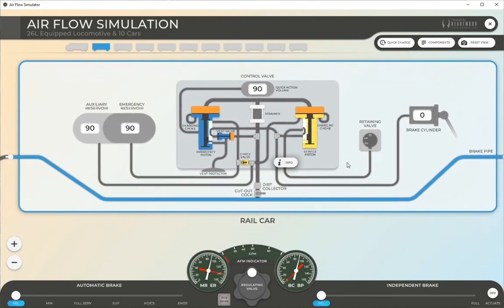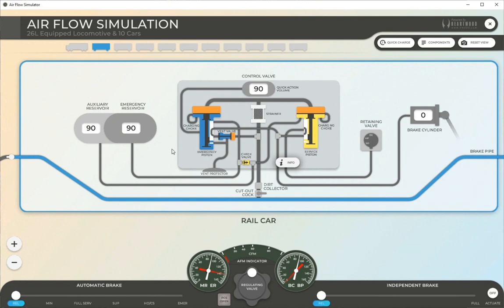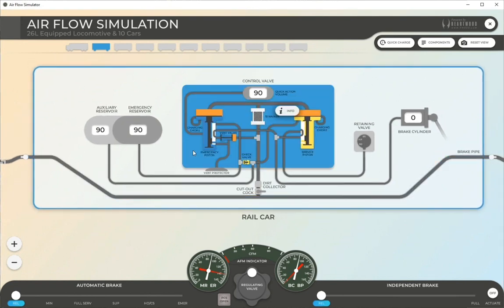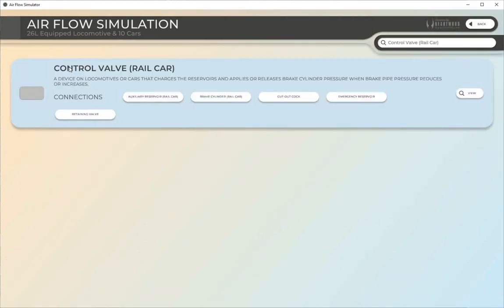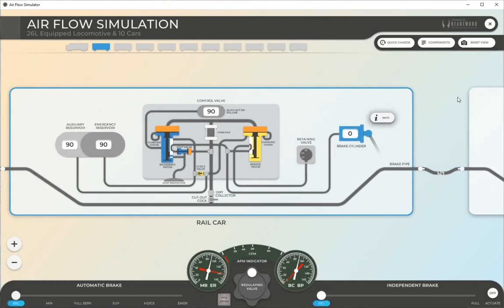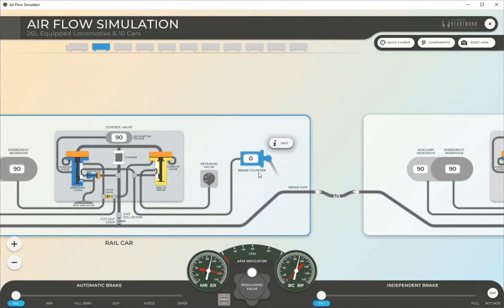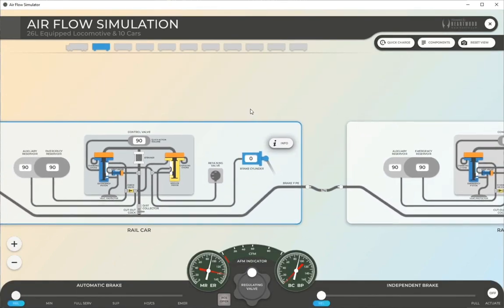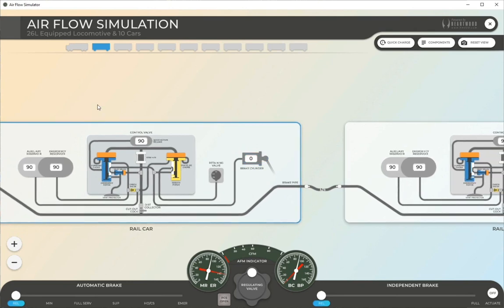We now see that the emergency reservoir and auxiliary reservoir on the railcar are being supplied with 90 psi from the control valve. This is a brief overview of the air connections associated with the control valve of the railcar. As we see the brake cylinder on the railcar at 0 psi, we understand that the brakes are released.